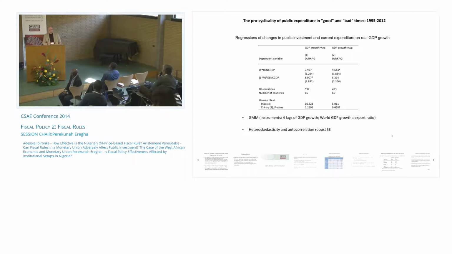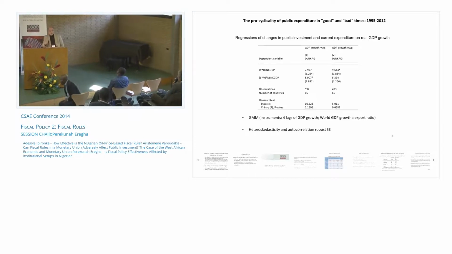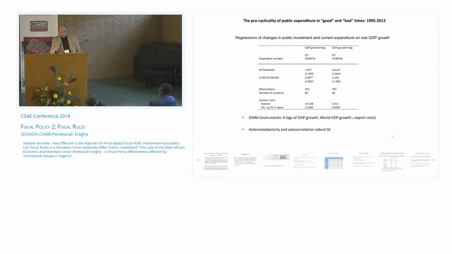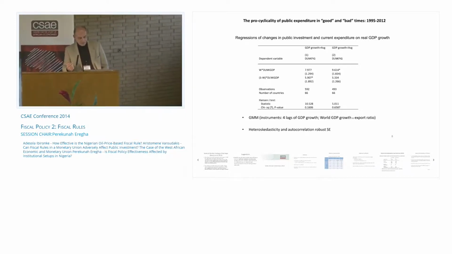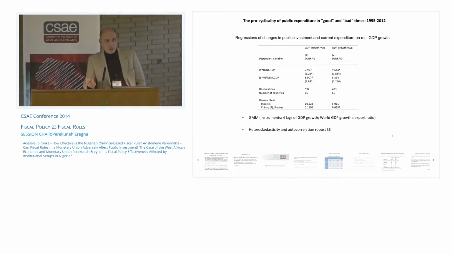But the way we see the problem actually goes in the opposite direction. That is, our presumption is that because of the fiscal rules, probably, and the asymmetric response of public investment to GDP volatility, the fact that public investment is cut more in downturns than increased in upturns, the public investment to GDP in the West African Monetary Union ends up being lower, and that lowers the GDP growth rate as well.